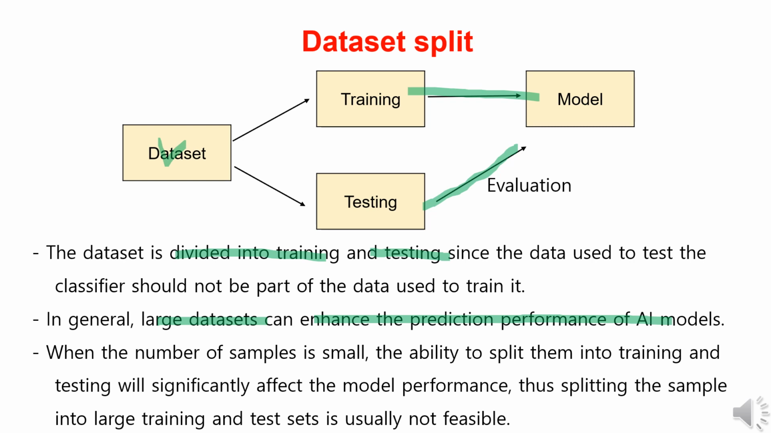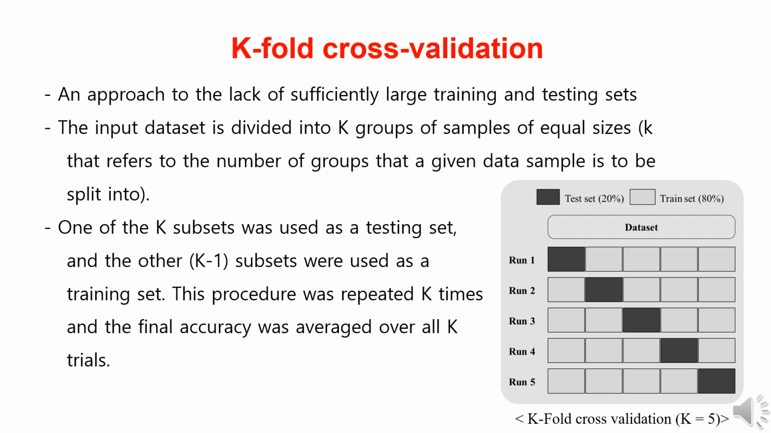However, in the field of food and life sciences, obtaining a large amount of data through actual experiments can be physically challenging. When the quantity of data is not sufficient, splitting the sample into large training and test sets is usually not feasible. If the quantity of data available for establishing an artificial intelligence model is insufficient, you may consider using k-fold cross-validation.